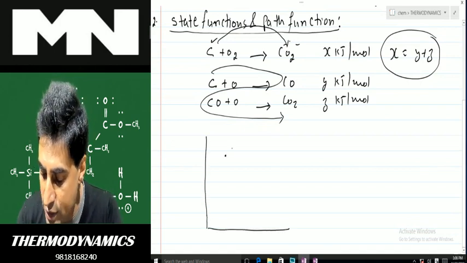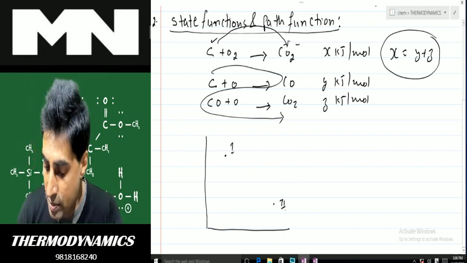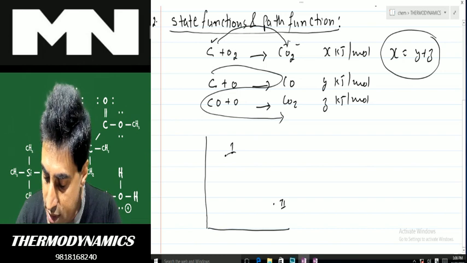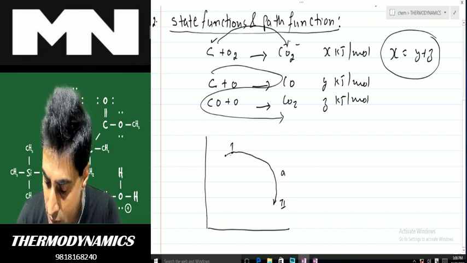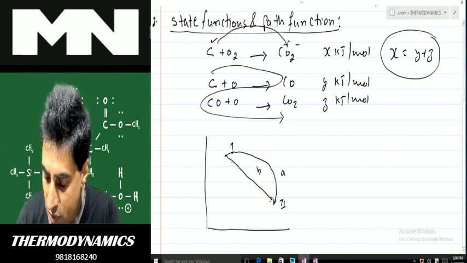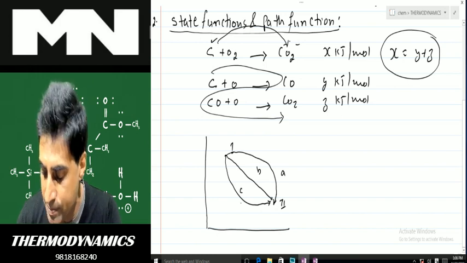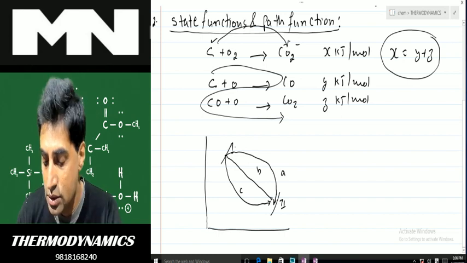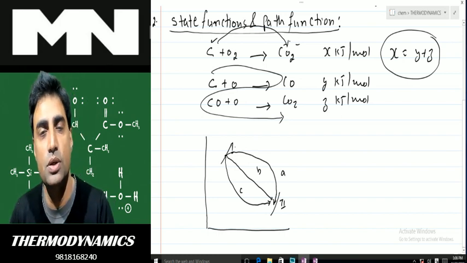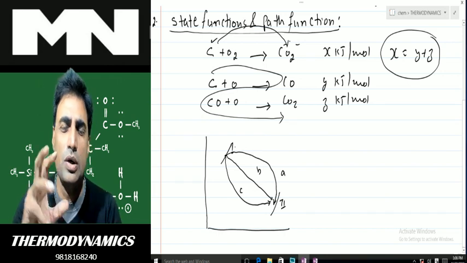Suppose here is state 1 of the system and here is state 2 of the system. My system is moving from state 1 to state 2 and it is following this path. This is path A. It can also follow this path. This is path B. It can also follow this path. This is path C. The change in a state function is the same because it depends on the initial and the final state of a system.